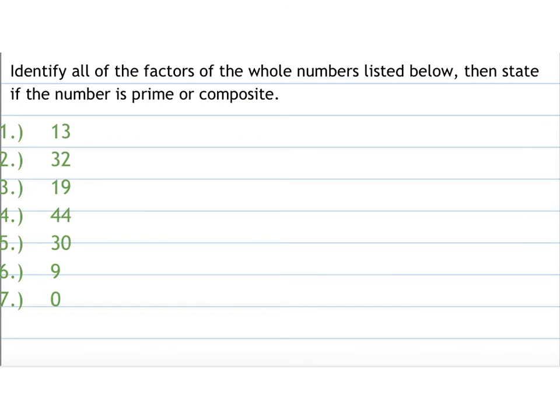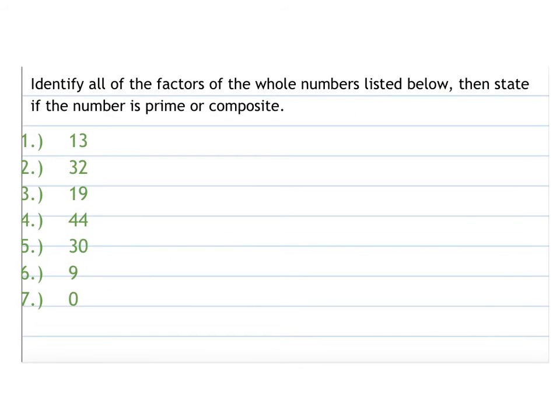So here's where we're going to practice. We are going to list out the factors for these numbers, and then from there we can decide if they are prime or composite. So for 13, the numbers that can multiply to make 13 are 1 and 13. There's nothing else that can multiply to make 13, so those are the only factors, so therefore it is a prime number.